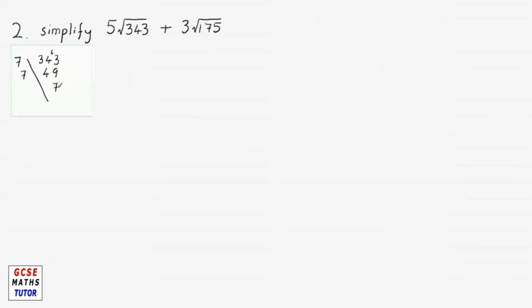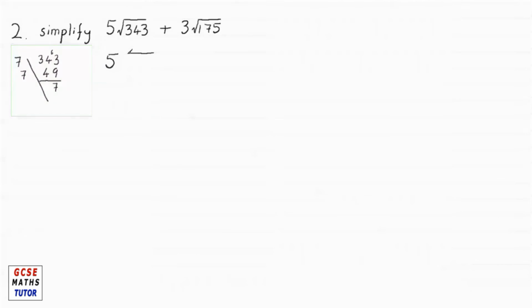Question 2. Simplify 5 root 343 plus 3 root 175. First, let's work out the factors for 343. Let's try 7. 7's into 343 goes 4 times, remainder 6. 7's into 63 goes 9 times. 7's will go into 49 7 times. So there are factors 7 times 7 times 7.